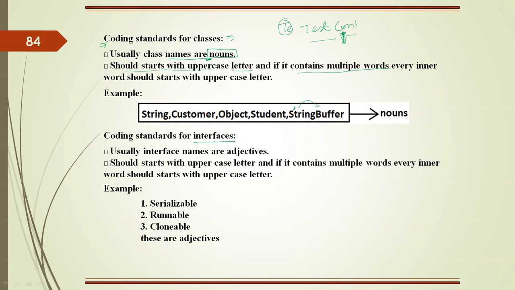For interfaces, two things, same as class. First, start with a capital letter. If multiple words are there, then the second word also starts with a capital letter. Usually interface names are adjectives, not nouns. They should start with an uppercase letter, and if they contain multiple words, every inner word starts with an uppercase letter. Same standard as class, like Serializable, Runnable, Cloneable. These are adjectives.